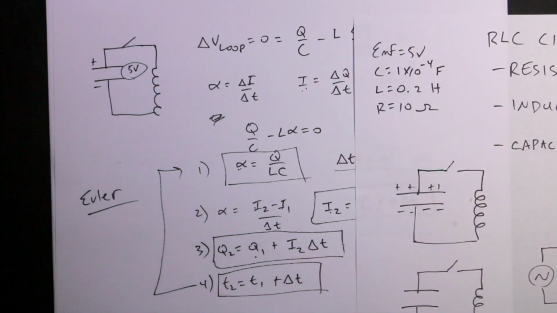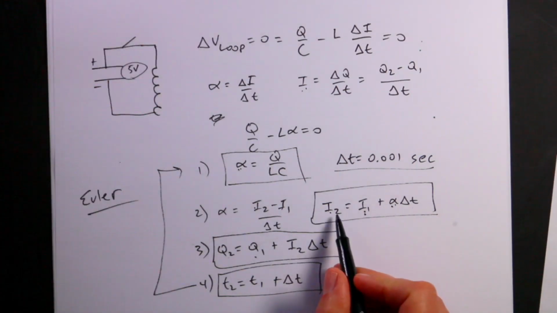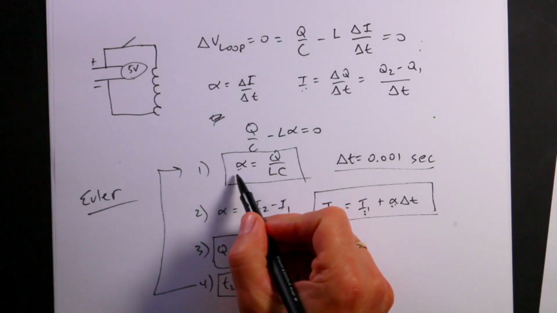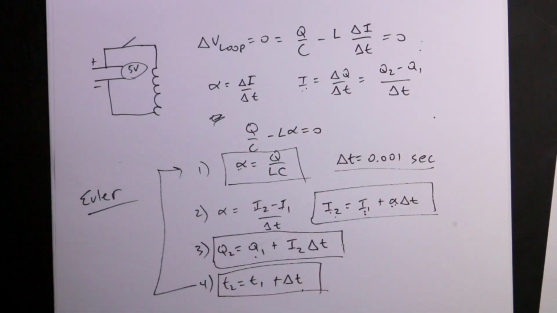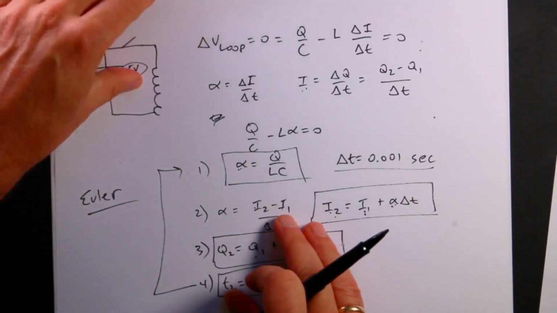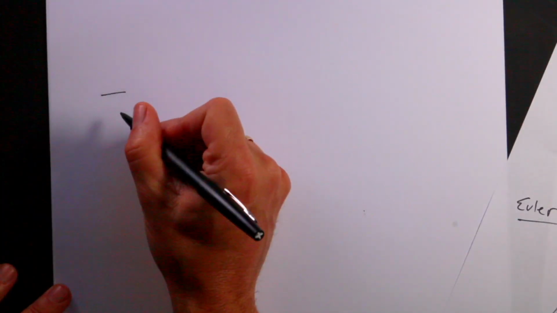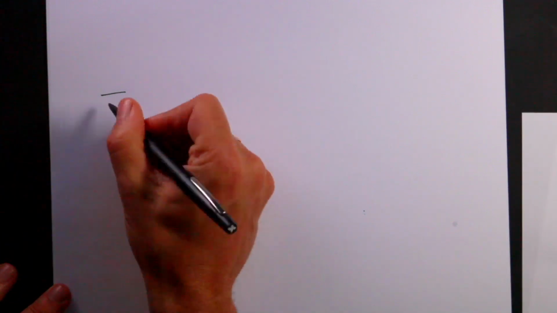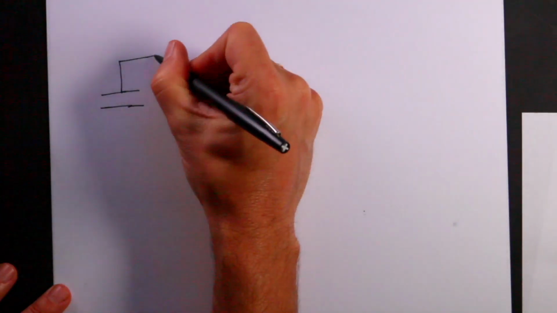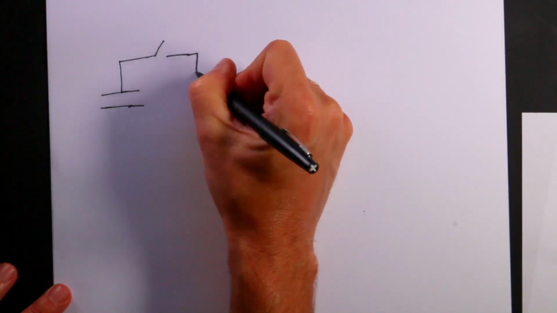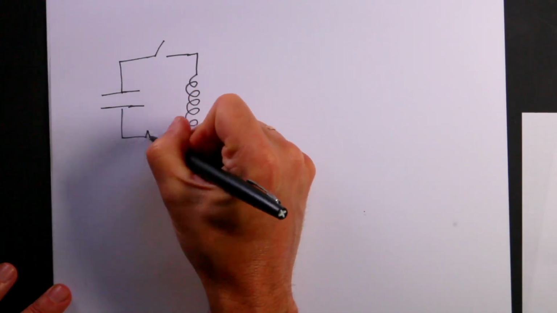What if I want to add a resistor in here? Well, the only thing that's going to change is this first step. I need to calculate the new alpha, but this step and this step and this step will all be the same. Okay, so let's draw a circuit with a capacitor in there. So here's my resistor. Here's my capacitor. Here's my switch. Here's my inductor. I'm going to make it nice and loopy. And then here's my resistor.